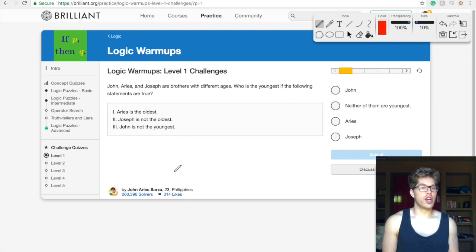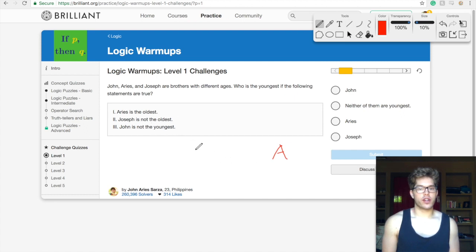Let's dive right in. John, Aries, and Joseph are brothers with different ages. Who is the youngest if the following statements are all true? Aries is the oldest. Okay, the far right side will be oldest. Joseph is not the oldest. John is not the youngest.